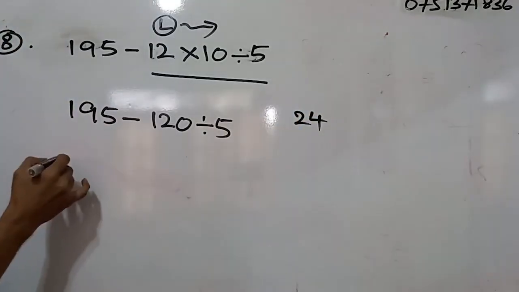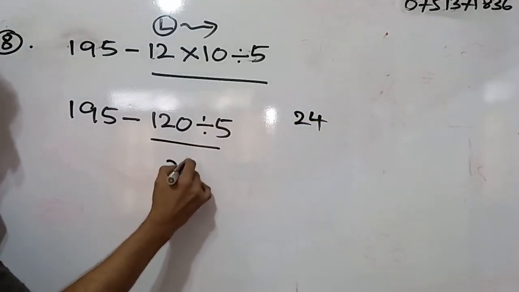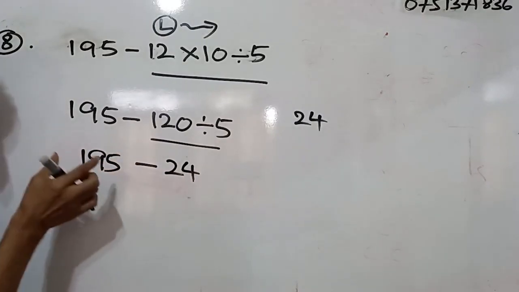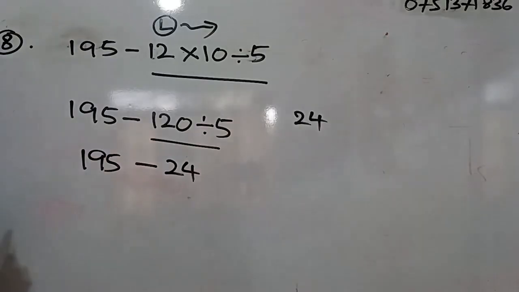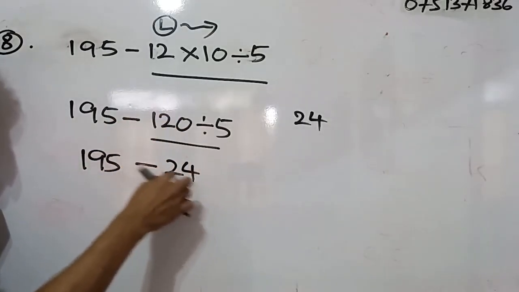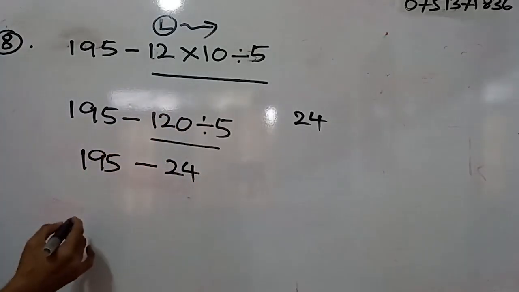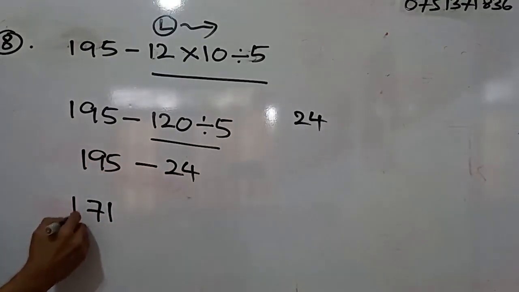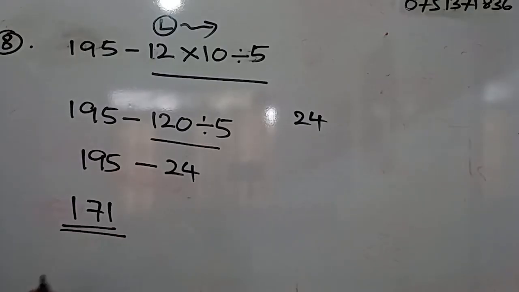24. So from here we have to subtract 24 from 195. 5 minus 4, we get a 1. 9 minus 2, we get a 7. So here we have a 1. So 171, that is the answer.